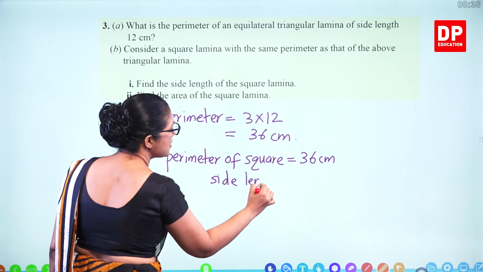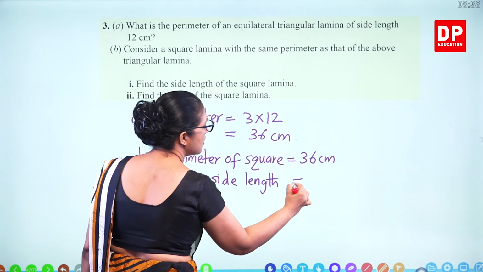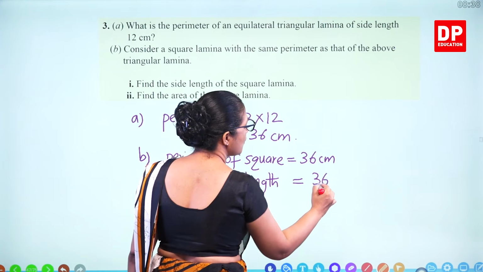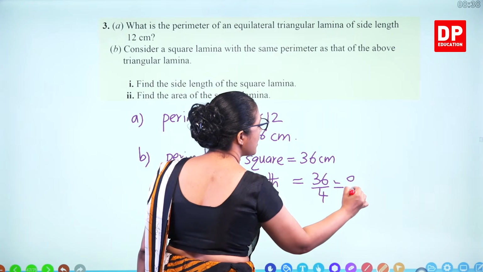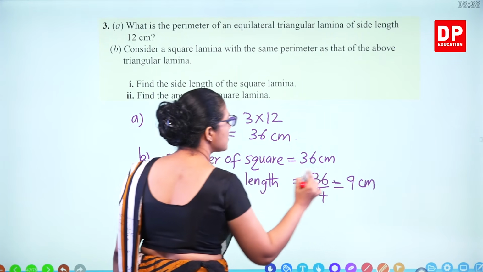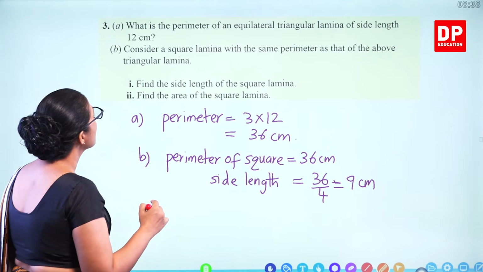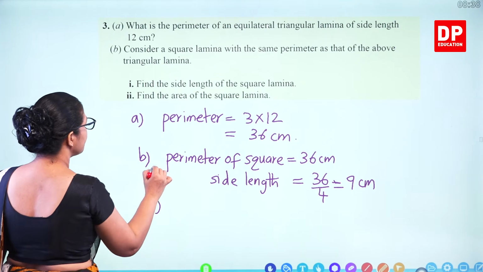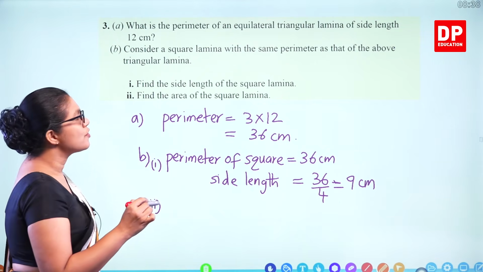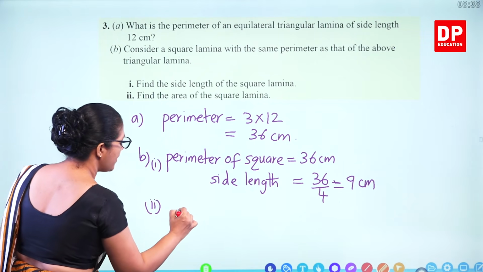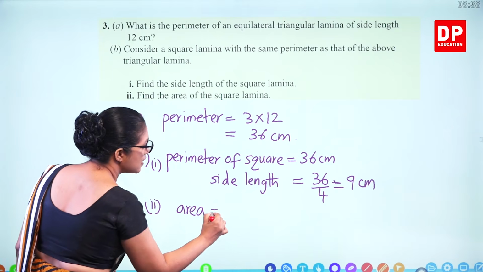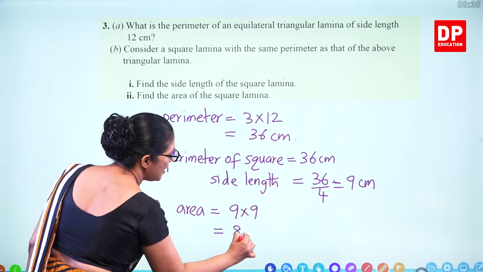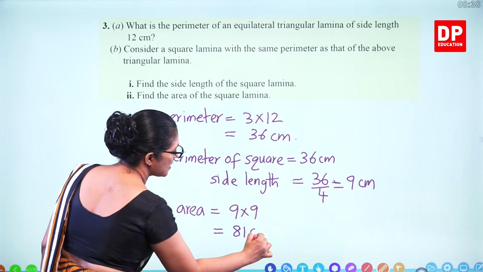So what is side length? Side length becomes this one divided by 4 because 4 sides are there. When you divide by 4, you get 9 centimeters. Then part 2. Find the area of the square lamina. Area of the square becomes, side length is 9. 9 times 9. 81 square centimeters.